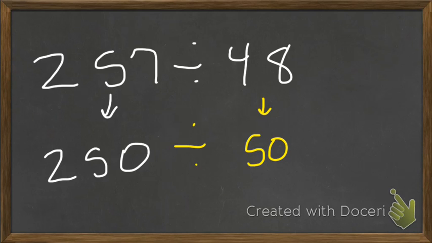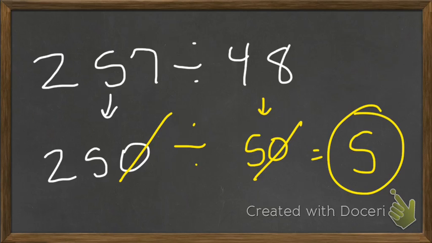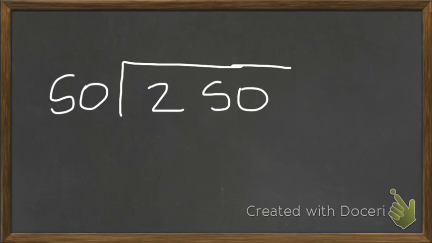So we want to do what we did back in Lesson 1. Cross out the zeros, and 5 goes into 25 5 times. So we rewrite it, we want it to look like this. 250 divided by 50. Cross out the zeros, and 5 goes into 25 5 times.